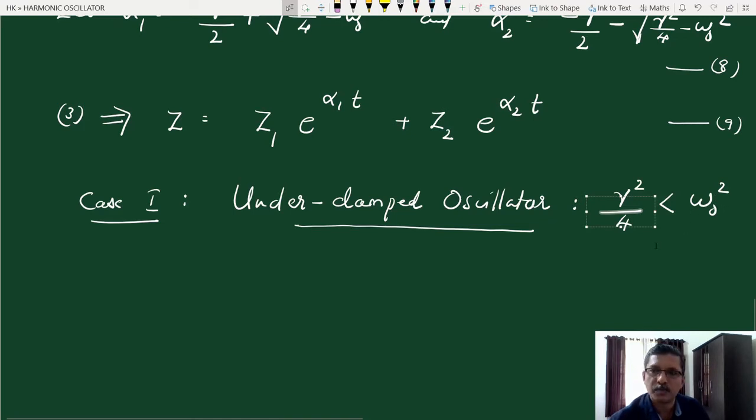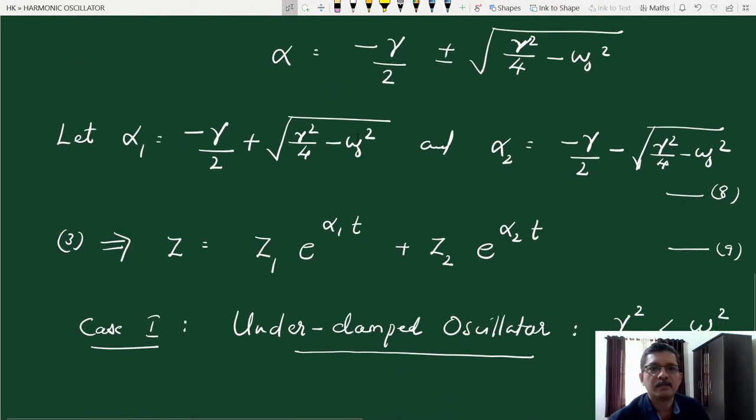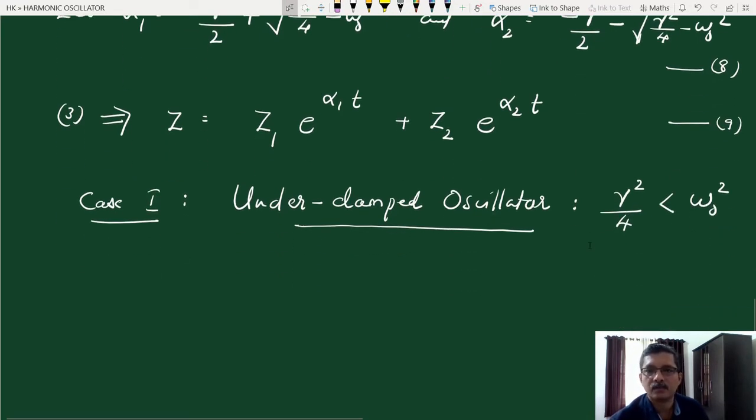That also is possible. But let us say we have written the square root in this form, square root of gamma square by 4 minus omega 0 square. So simply take this idea: this damping term is less than the natural frequency term. That's called underdamped. Very low damping compared to the natural frequency.